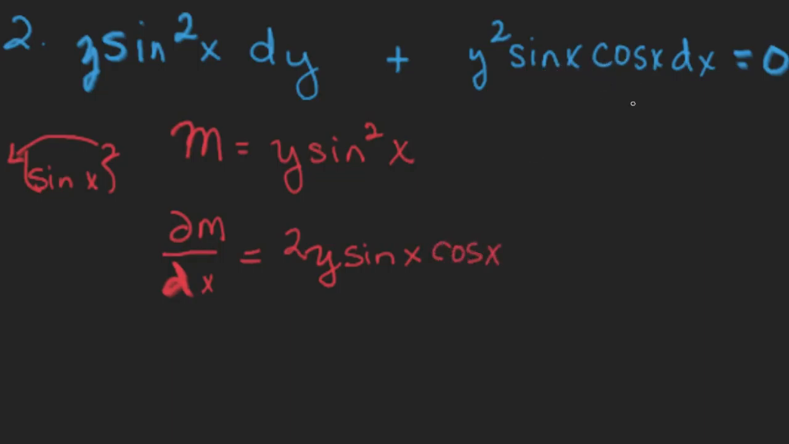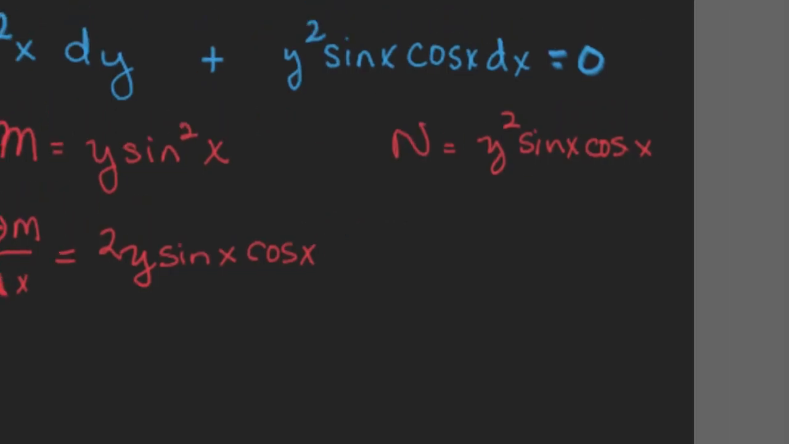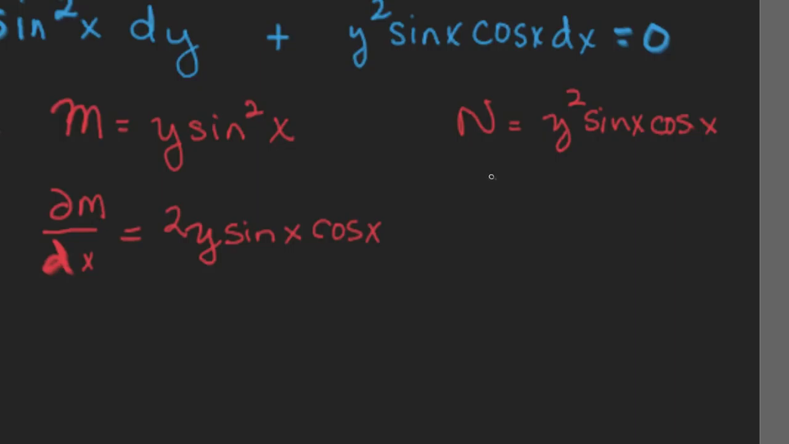So now we got to derive this one, N, with respect to y, which is a little bit easier in this case. And we're going to have a... If I derive that with respect to y, I'm going to get the same thing, 2y sine x cosine x. So they do equal, they are exact, so let's get to work.